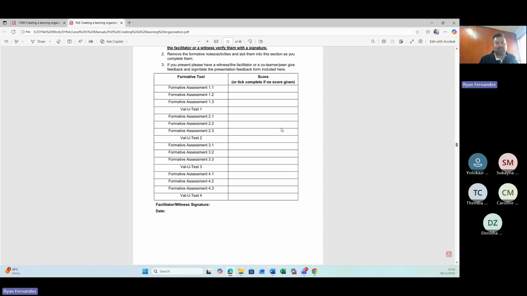So if you take them out of your file, you go, okay, I've got formative 1.1, I've got formative 1.2, I've got formative 1.3. You just check the list and make sure that you've submitted all of those. Then at the bottom, you can ask someone to countersign that you have submitted those different formative and value tests. Then they date that they have witnessed that you have put those into your submission.